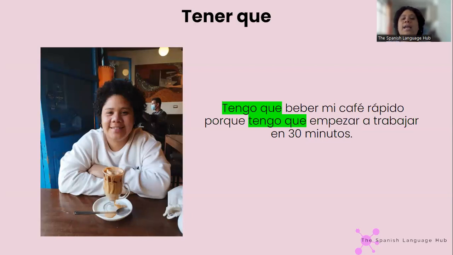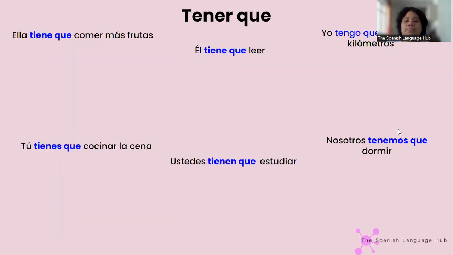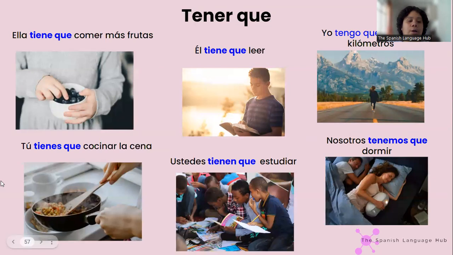Por ejemplo, tengo que beber mi café rápido porque tengo que empezar a trabajar en 30 minutos. I have to drink my coffee fast because I have to start work in 30 minutes. Right? Yeah. So this is an obligation. Más ejemplos. Aquí, ella tiene que comer más frutas. She has to eat more fruits. Maybe she's not eating right, and the doctor said that she has to eat more fruits. Tú tienes que cocinar la cena.